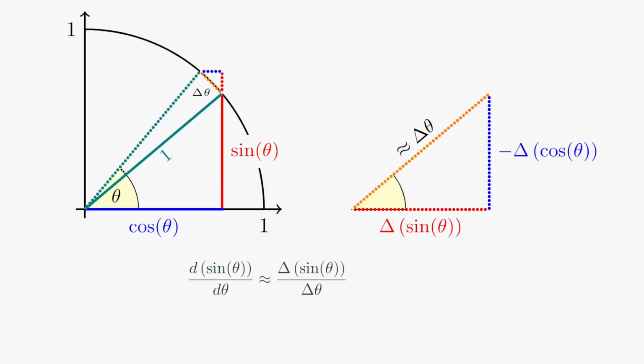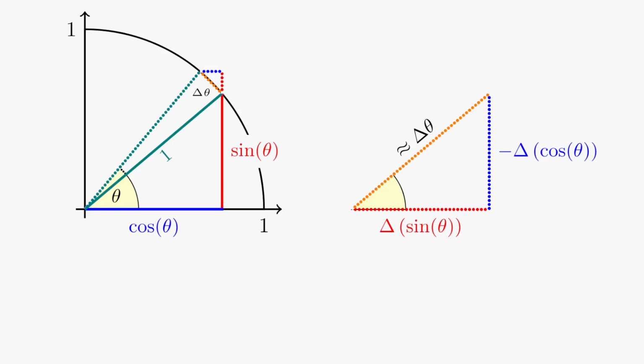If we want to know the change in sine over the change in theta, on the right side of the screen, we can take adjacent side over hypotenuse and get change in sine over approximately change in theta, but that should roughly equal, on the left side of the screen, adjacent over hypotenuse, which would be cosine over 1. So the derivative of sine should be cosine.